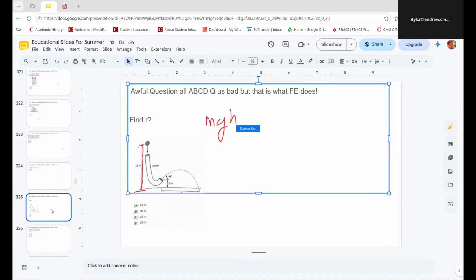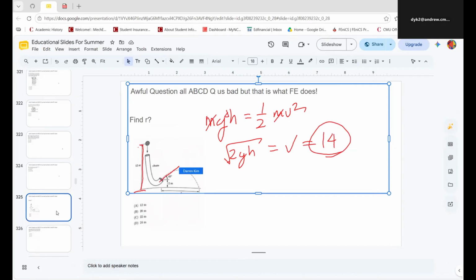Mg delta height equals 1/2 mv squared. Get rid of that. 2gh, right? Square root equals v at the exit. So this is not h actually, it's the delta h. So square root of 2 multiplied by 9.8 multiplied by 12 minus 2, which is 10, and if you take the square root of everything, you get a final velocity of 14 out the gate over here.